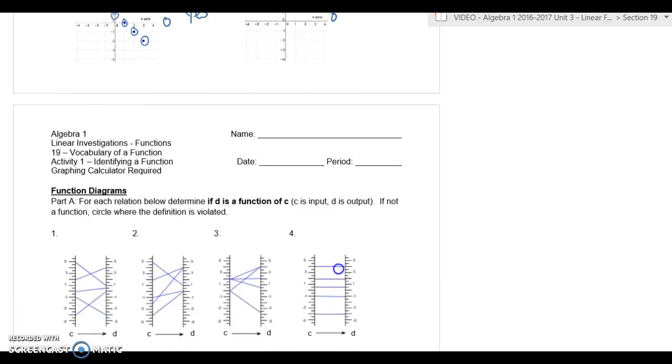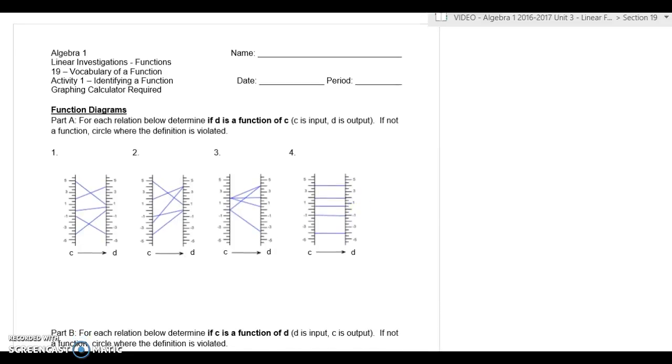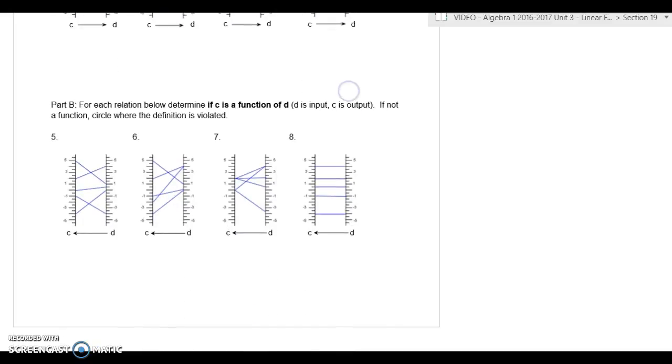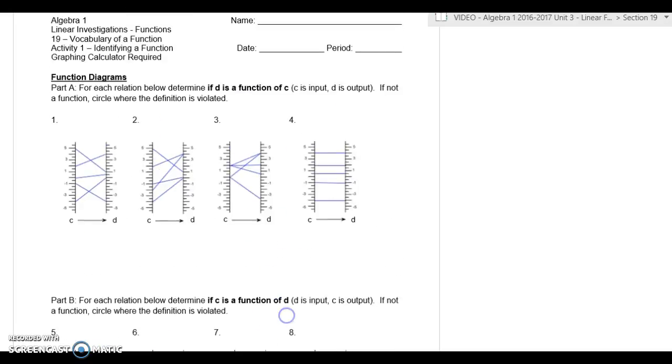And then our last relation is what's called a function diagram. And again, it's the same kind of thing. They look like mapping diagrams to me, but without the bubbles and without the numbers being specifically shown to us. If D is a function of C, that means that C is our input and D is our output. Those arrows are kind of showing us where to go. We're going from the left to the right in this case. Contrast that with part B, we're going from the right to the left.